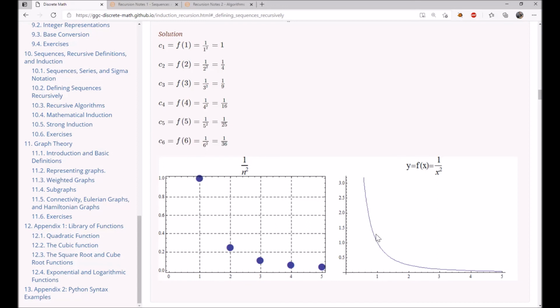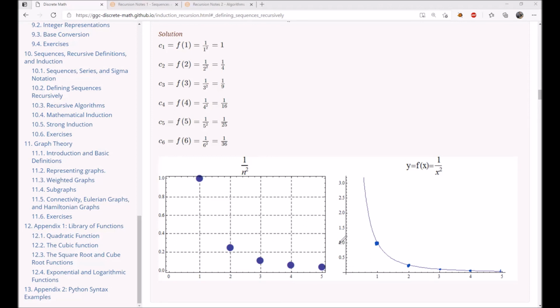And then beside it, we have graphed, for all values of x greater than 0 and up to 5, the graph of the function. Notice that these discrete points appear on this graph. If we plug in a 1, we get this value right here, 1. If you plug in a 2, you get about 1/4. Plug in a 3, you get about 1/9, and so on and so forth. So you can compare those graphs.